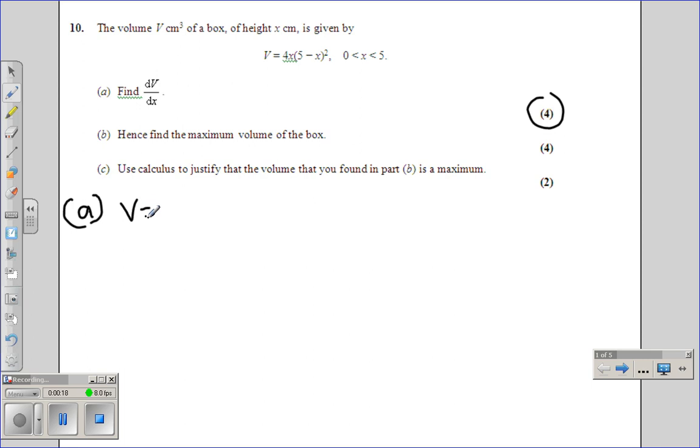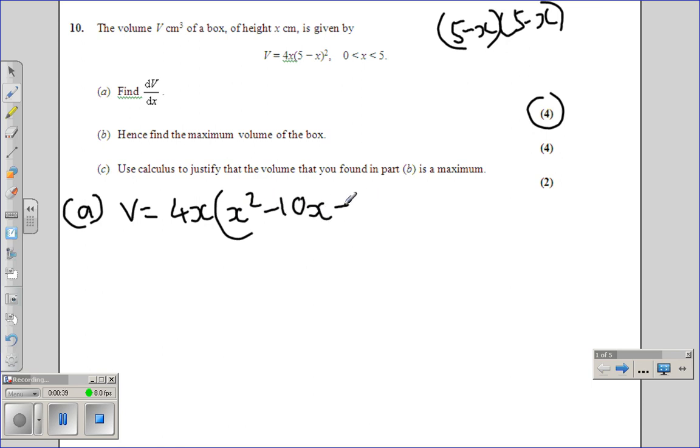So V equals 4x, and then it's (5 minus x) all squared, which means 5 minus x multiplied by itself. A lot of people just square the 5 and square the x. Really silly mistake. You have to multiply this out. You should be able to do it in your head. x squared minus 5x minus 5x is minus 10x plus 25. That's the result of expanding (5 minus x) squared.